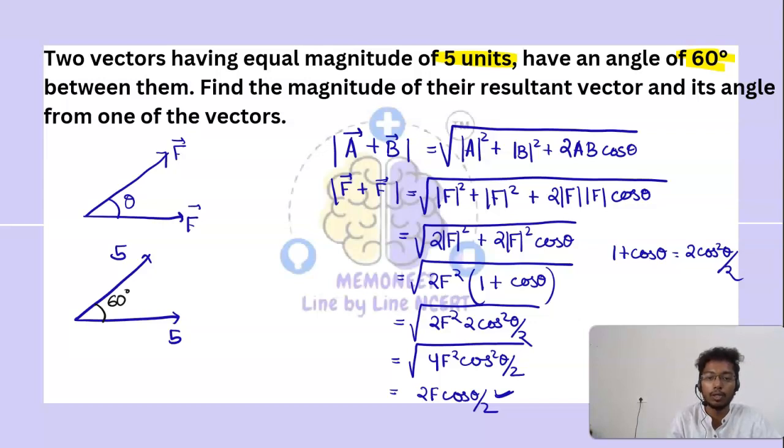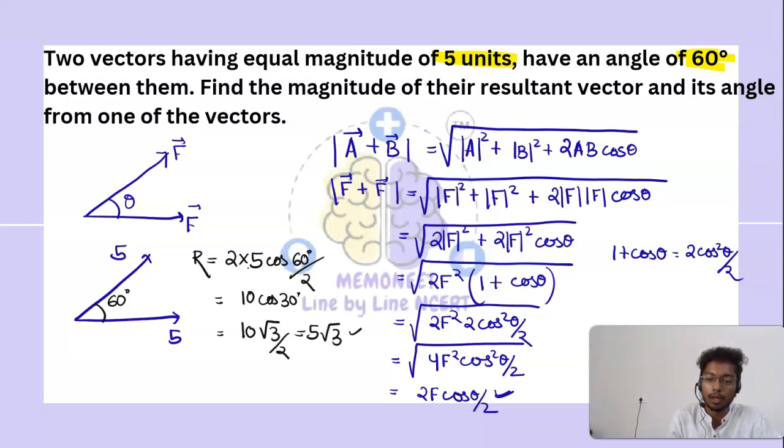So we have to find out the resultant vector. We know that the resultant vector will be 2 into 5 into cos, but in which angle are they separated? That is 60 degree, so cos 60 degree upon 2. That is 10 cos 30 degree. So this is equal to 10 root 3 upon 2, or you can write 5 root 3 is the answer.